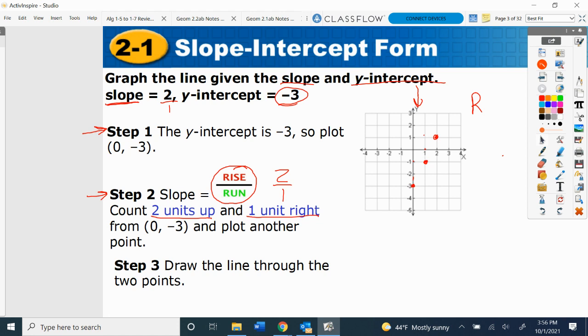Now that we got those points where they need to go, we can go ahead and connect them with a nice straight line. So we'll go up like that, and then down that way, and beautiful. Look at that, it turned out great. So there would be what that line would look like on a graph if we use the y-intercept and we use the slope.